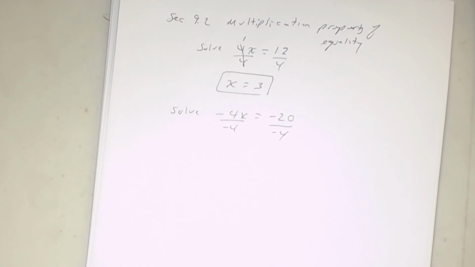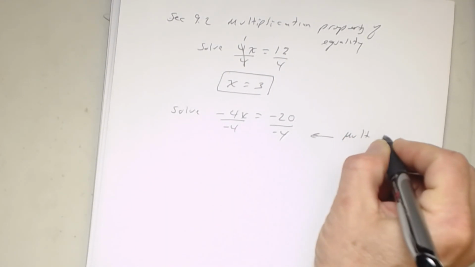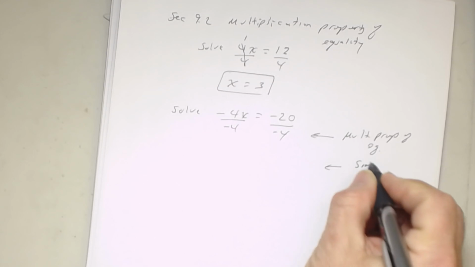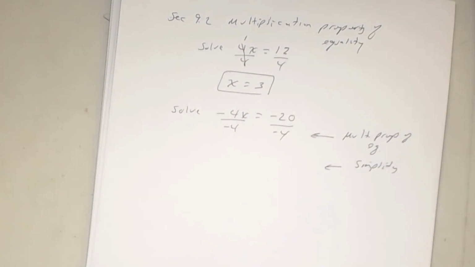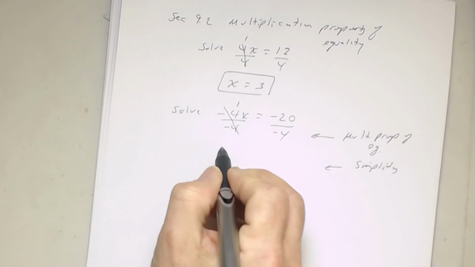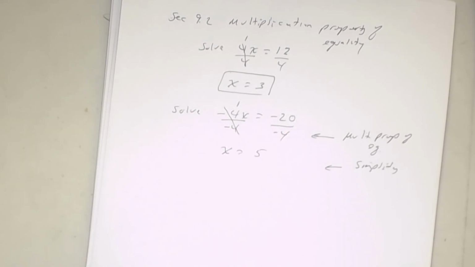Now remember, that's not combining like terms. This is what we're doing now. Dividing. That was what I just did, but now we're going to simplify. Write down the word simplify. So this right here is the multiplication property of equality. That's what I used. And now we're going to simplify to get our answer. What is negative 4 divided by negative 4? 1. 1 times x is x. What's negative 20 divided by negative 4? 5. Positive 5. A negative divided by a negative is a positive.